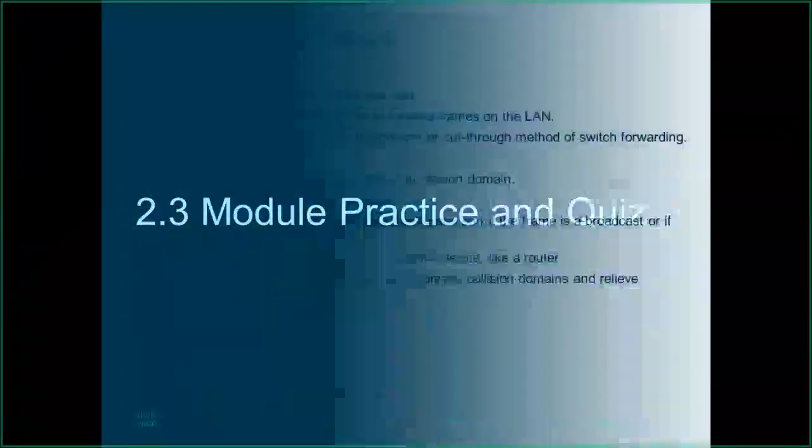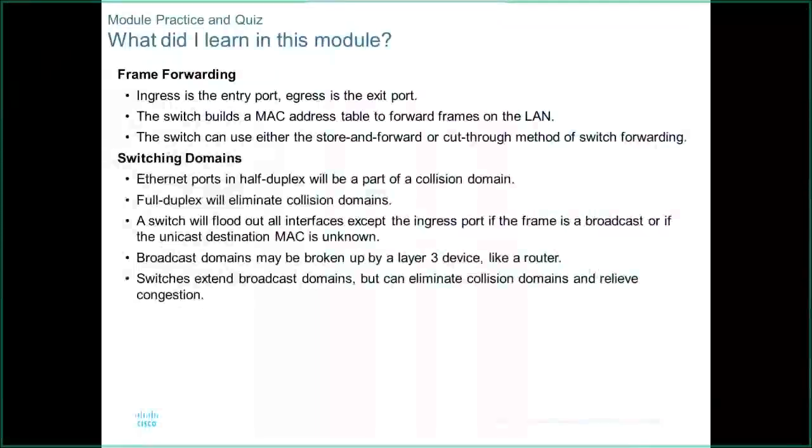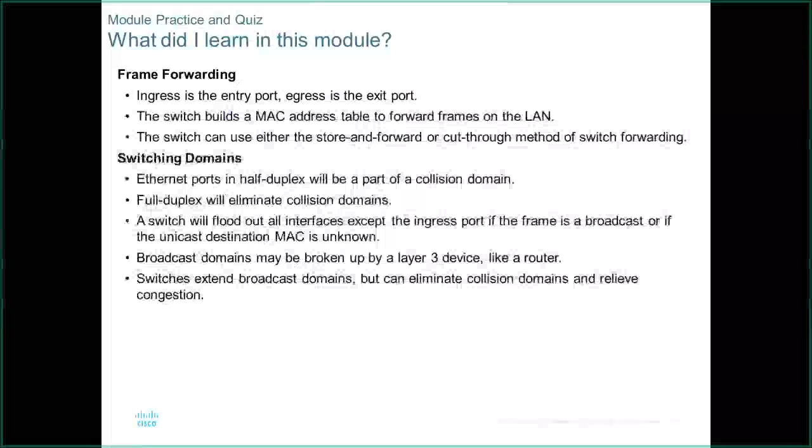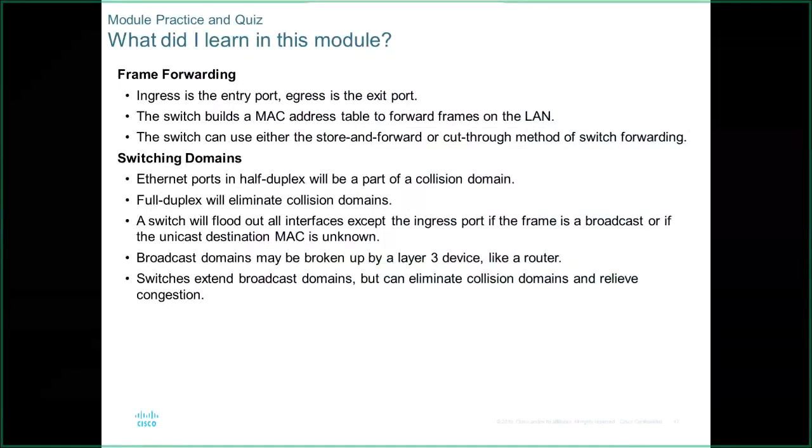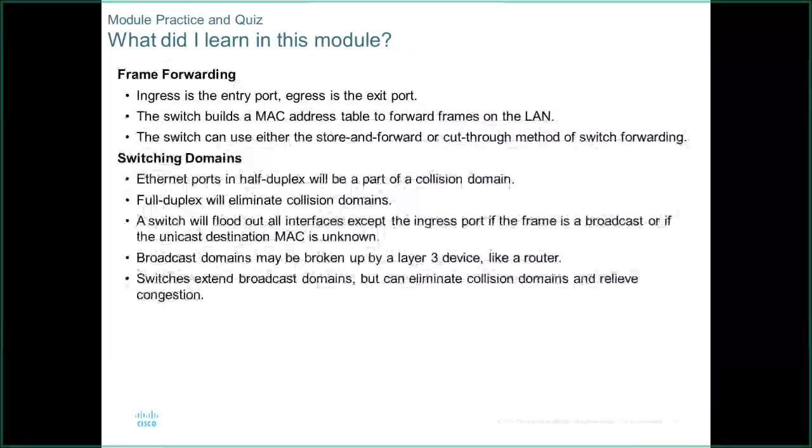So we had a look at what ingress and egress ports are. We looked at how the CAM table is used to determine the destination of each frame. We had a look at the two methods, store and forward and cut through, for switch forwarding. We had a look at how duplex plays a function within collision domains. We also had a look at what a collision domain is and what a broadcast domain is. And we had a quick discussion on how a broadcast domain is broken by a layer 3 device.